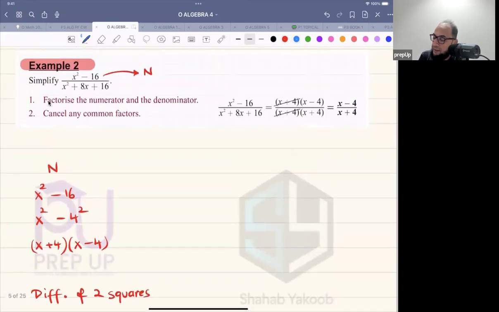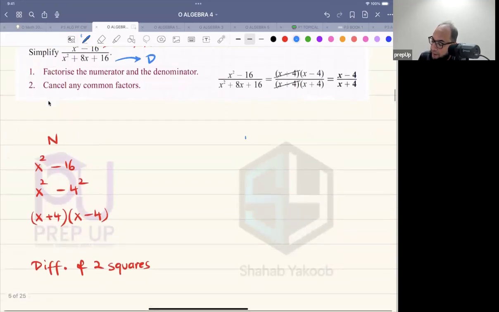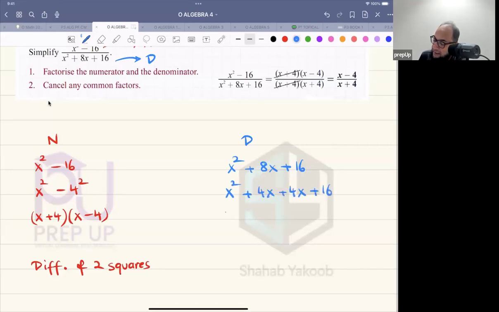The bottom one, that is x square plus 8x plus 16. Denominator, x square plus 8x plus 16. This will be an application of middle term factorization. This is x square plus 4x plus 4x plus 16. This is x bracket x plus 4, bracket x plus 4. So now this x plus 4 is taken common out. This is x plus 4, and coincidentally we are also left with x plus 4.